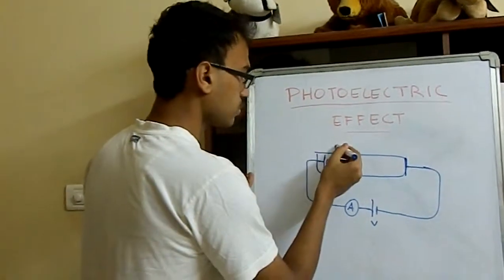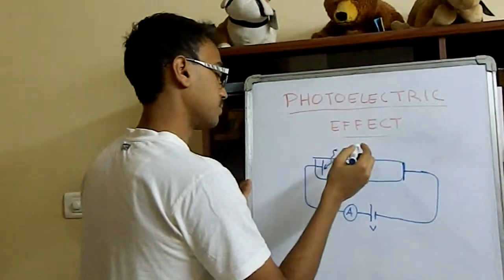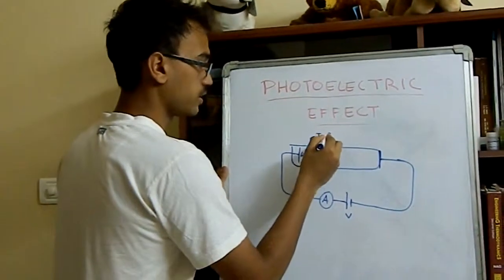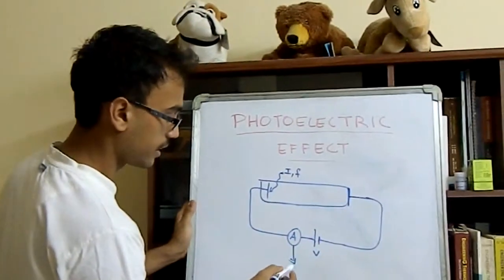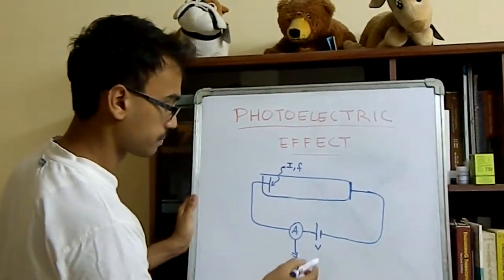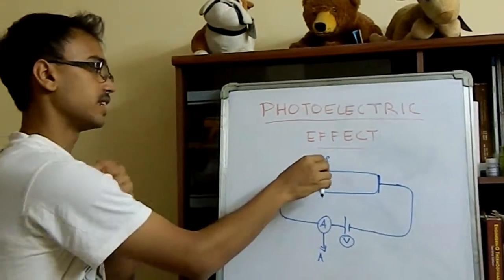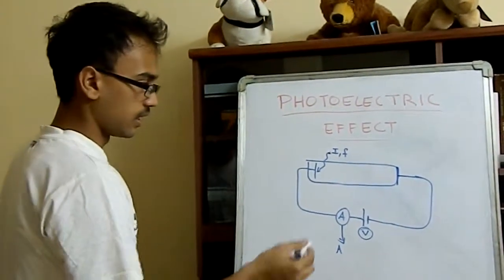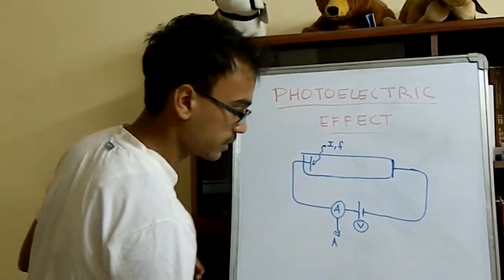You can parameterize the light by two quantities: the intensity, say I, and the frequency f. Let the ammeter reading be A, and V is the EMF that is applied. So we have three parameters that we can change: the intensity, frequency, and the voltage. In the photoelectric effect, the following observations were made.